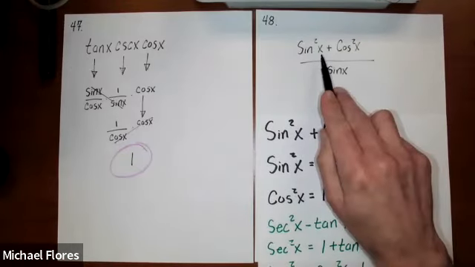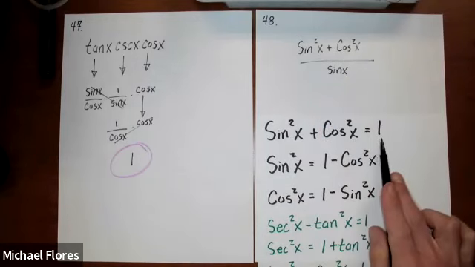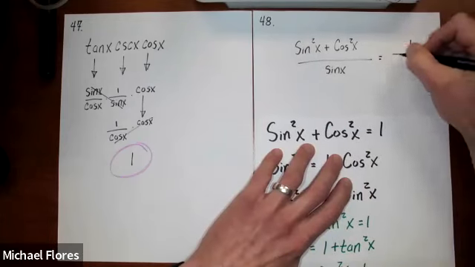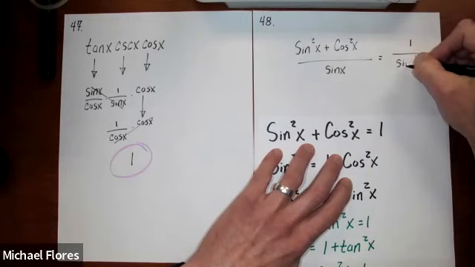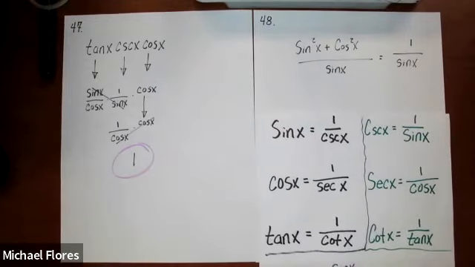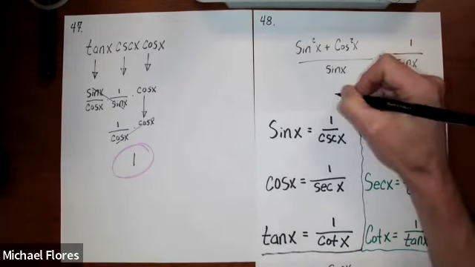(48) Sine squared of x plus cosine squared of x. See that right here? That's equal to 1. So that numerator simplifies to 1. And 1 over sine of x, its reciprocal identity is cosecant.